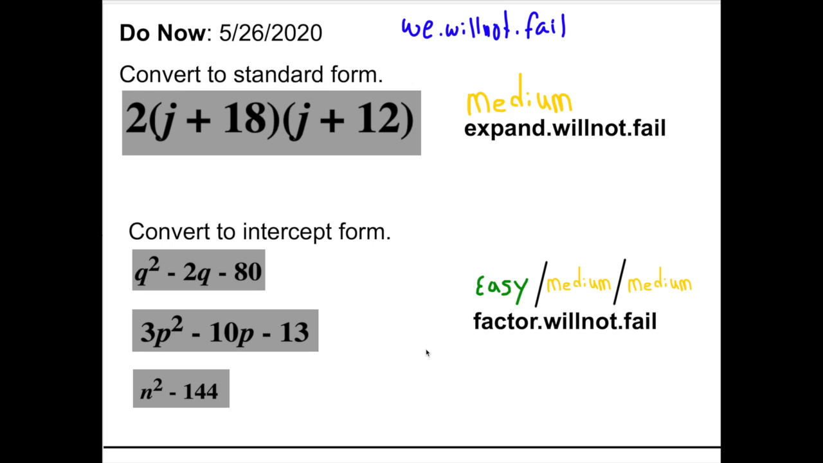Here I am with another do now for course 1 CP, and this one is for Tuesday, May 26, 2020. We're going to be here again as we've been doing for the past few days, right? We're going to be converting to standard form by expanding 2 times j plus 18 times j plus 12. And then we're going to be factoring q squared minus 2q minus 80, 3p squared minus 10p minus 13, and n squared minus 144. You can see right here the relative levels of difficulty that have been attributed to these.